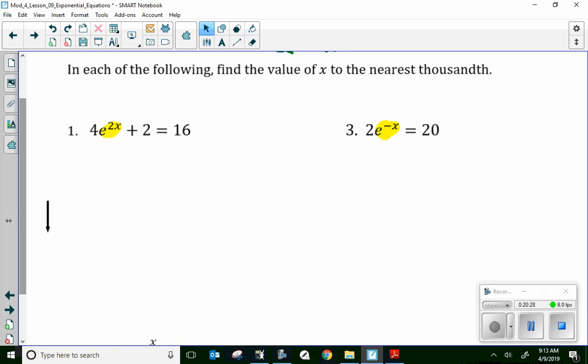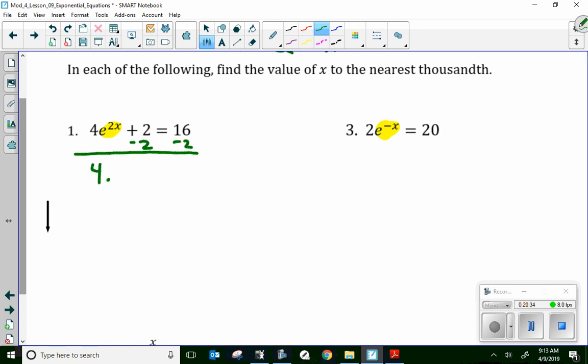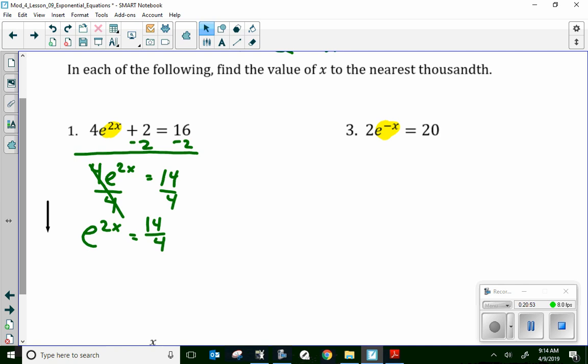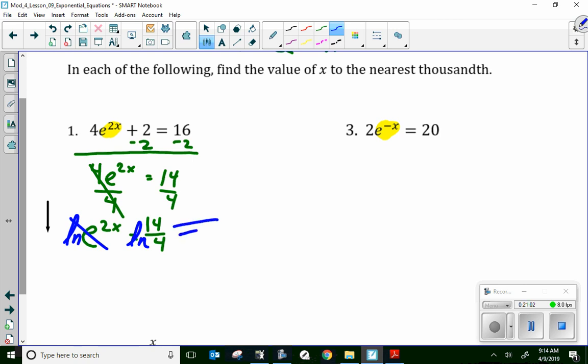So let's do problem 1. Let's subtract the 2 first. And I get 4e to the 2x equals 14. Now I'm going to divide by 4. So I've got e to the 2x equals 14 over 4. That reduces, but leave it like this and let the calculator do all the work. Now I'm going to take the natural log of both sides. Here is where it gets easy. These cancel. I've got 2x equals the natural log of 14 over 4. All I have to do is divide by 2 now.